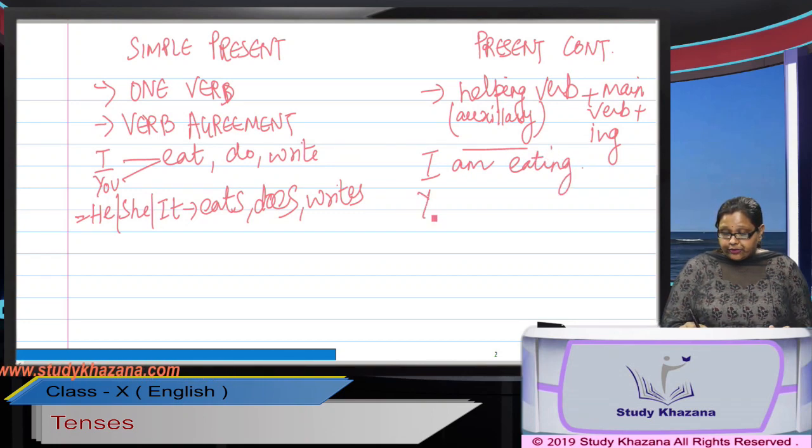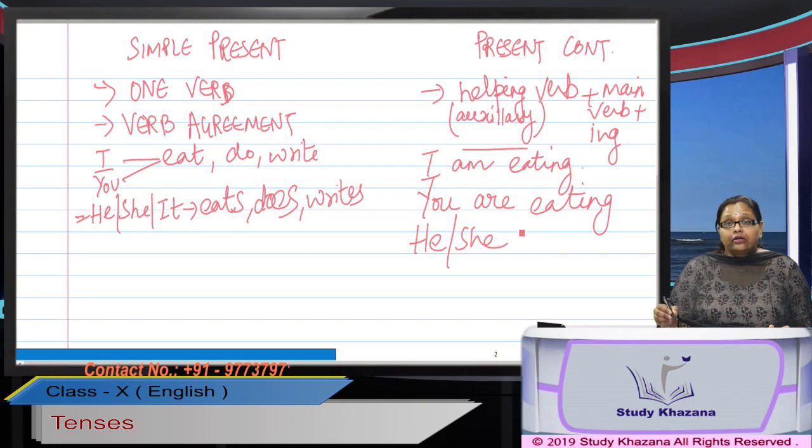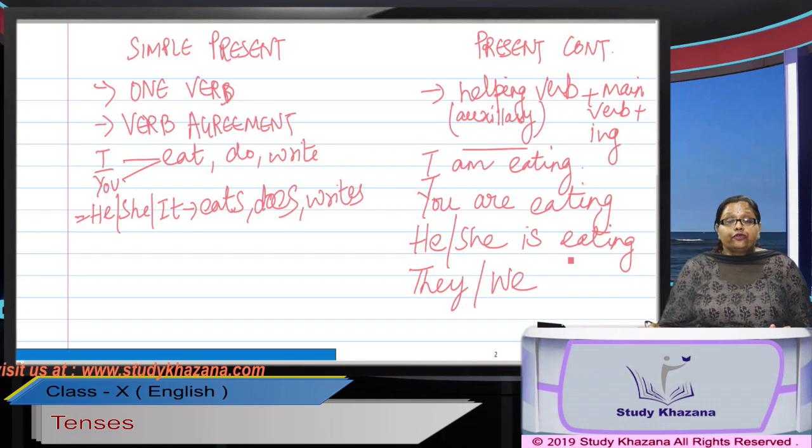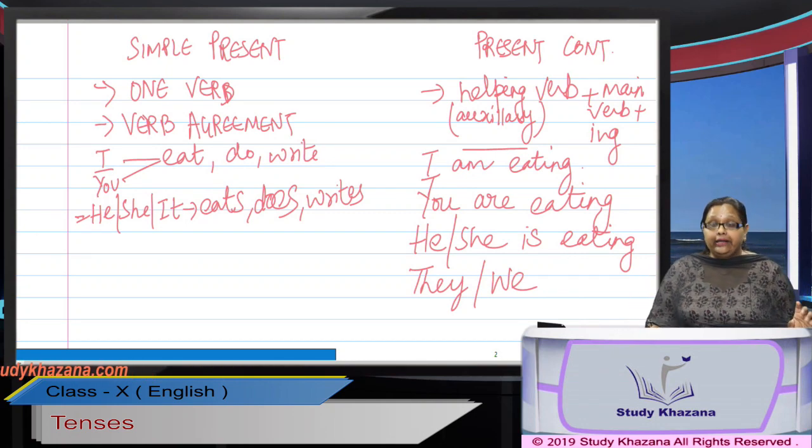Fine. Then for second person it will be you are eating, and for third person it will be he, she, or any third person is eating. And if we are talking about plural like they or we, there also we use are as the helping verb.